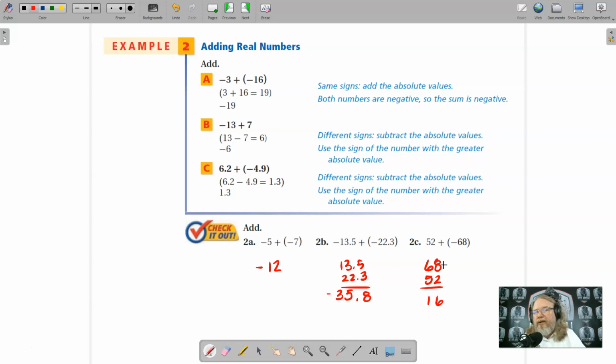Now the question is should it be positive or should it be negative? Well, negative 68 has a greater absolute value than positive 52. So we're going to use the negative sign. Since the one with the greatest absolute value is negative, our answer is going to be negative as well.